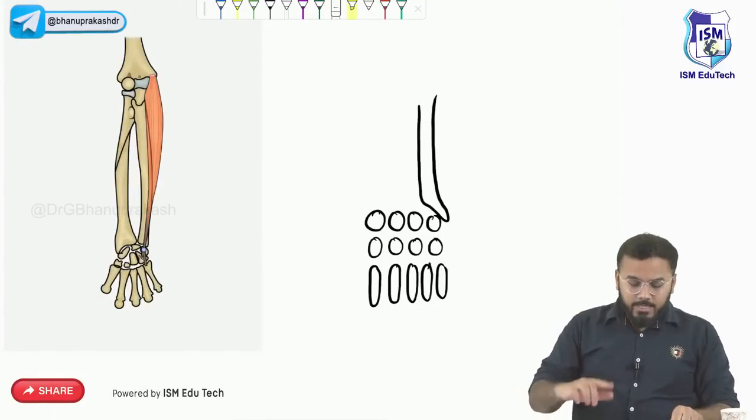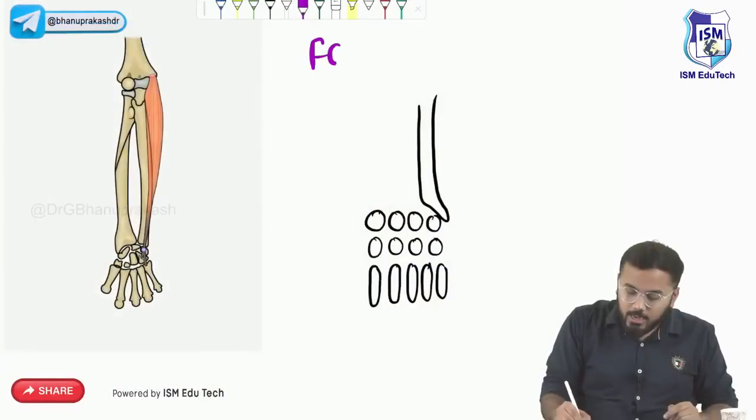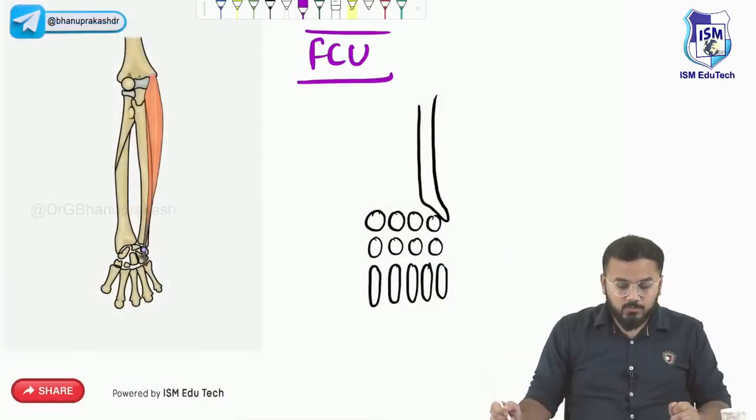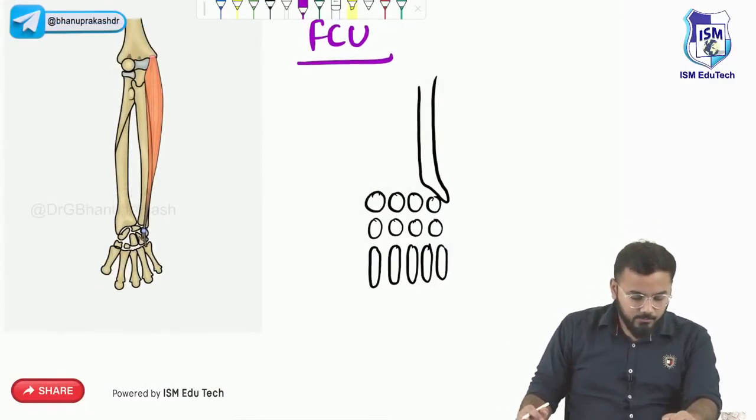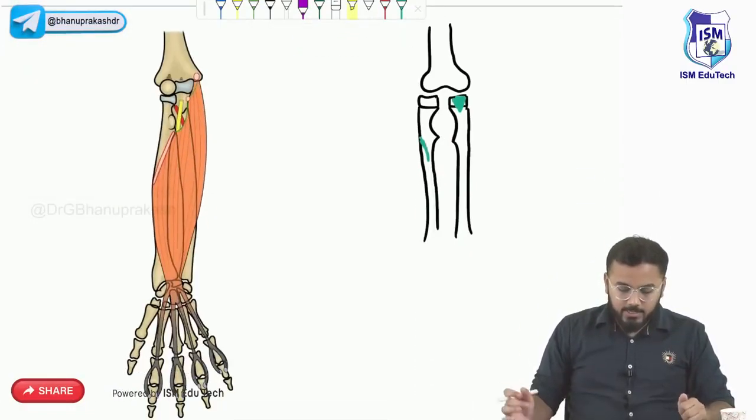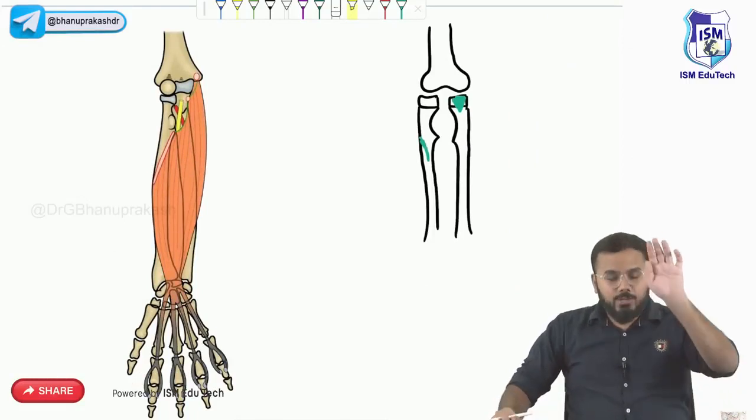Now look here. There is another muscle that will start from the flexor origin. This goes all the way towards the ulnar side, towards the carpal bones on the ulnar side, and it is inserting here. So, flexor carpi onto the ulnar side, ulnaris. This muscle is called flexor carpi ulnaris. Very good, Akshay. Flexor carpi ulnaris.